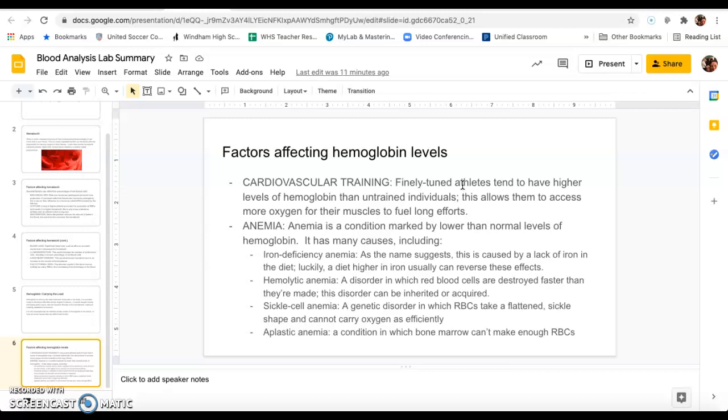And finally, there's a condition called aplastic anemia, which results from the bone marrow simply not being able to make enough red blood cells. All of your blood cells are made in your bone marrow, and if there's some defect in the bone marrow, for example, some sort of bone cancer, it could cause aplastic anemia, in which bone marrow can't make enough red blood cells, resulting in anemia.